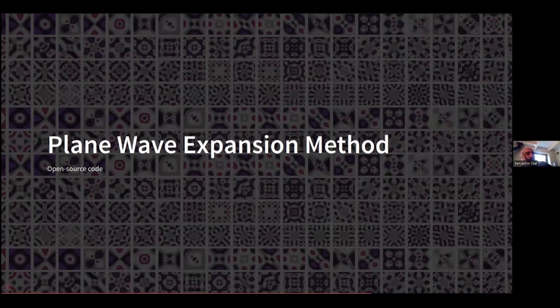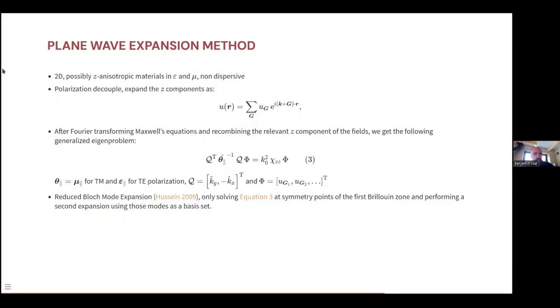The last piece of code I wanted to tell you about is a plane wave expansion method. So this is to compute band diagrams for photonic crystals. This is just in 2D at the moment, but it's generalizable to 3D. I shall do that when I have time someday. So you've got possibly anisotropic materials in the 2D plane that you consider, for both permittivity and permeability. Excuse me.